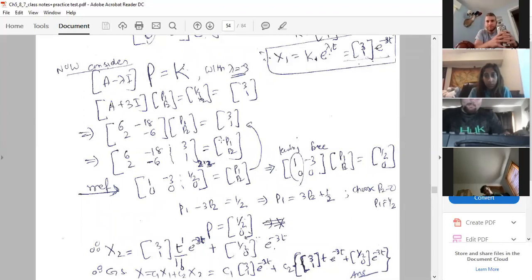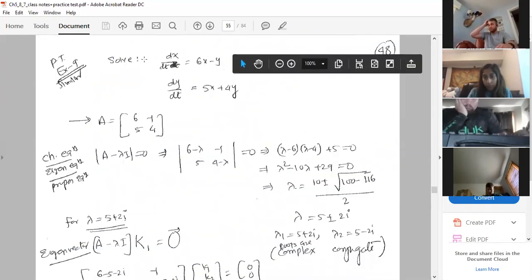Last one. Roots are complex conjugates. Whenever complex conjugate roots are there for a system of linear equations, it's very simple. How? Look at here, I'll let you know. You would like it. dx/dt equals 6x minus y, dy/dt equals 5x plus 3y. Example number 9 from the practice test. This example is very similar to that one.